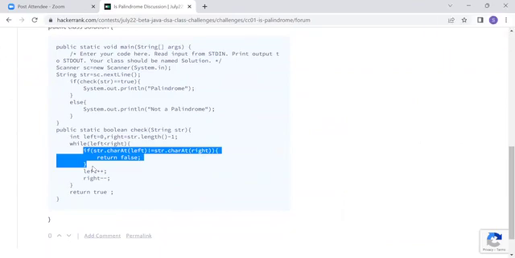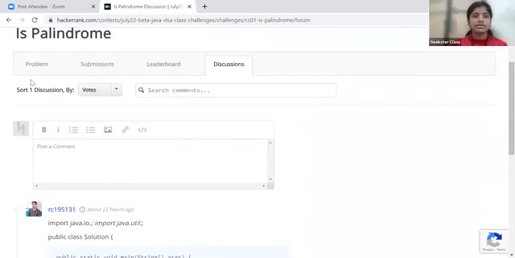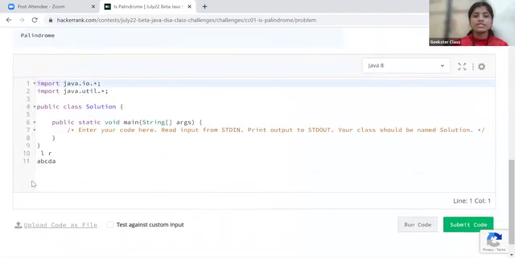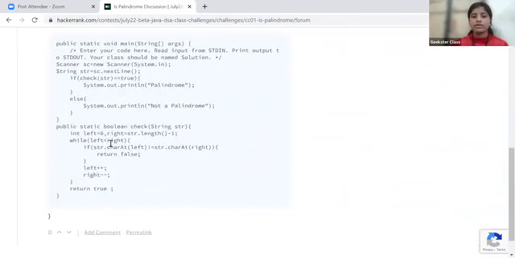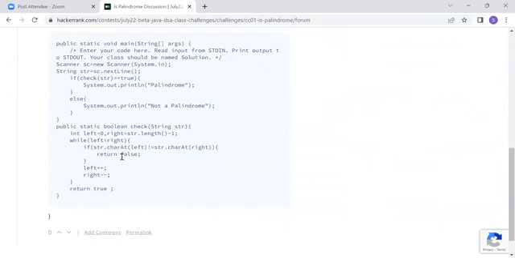Okay. ठीक है? उसके बाद what we are doing is, since we face that the character which is present at Lth index and the character which is present at Rth index are not same, so what we need to do is we just need to return false from there. Just straight away return false. Okay, now is it clear? Yes, ma'am. Okay.